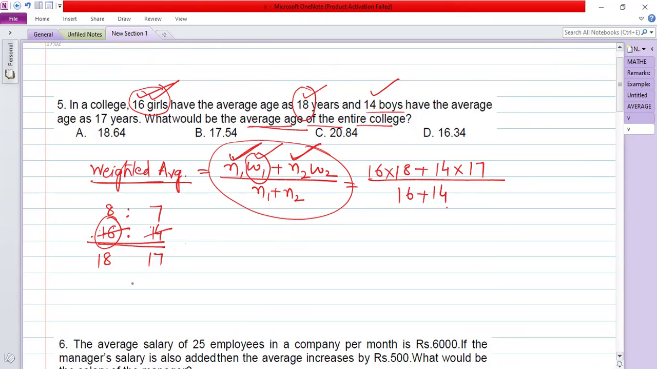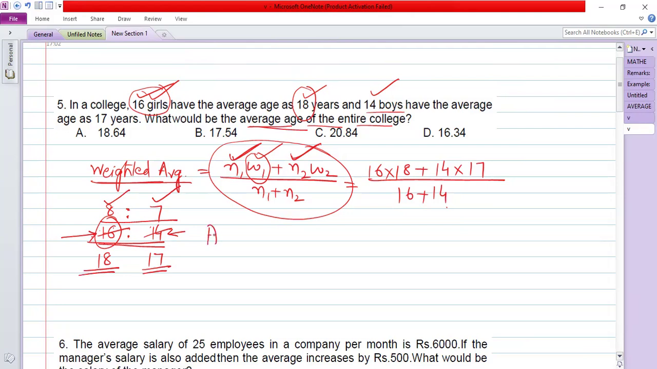Okay. Now, we can find this one in the way that it is. So there is another way: we write 16 and 14, the number of girls and boys, and their respective averages. Now to ease our calculations, 16 and 14, we can cancel out the common factor. So the number of girls and boys are in this ratio, 8:7.